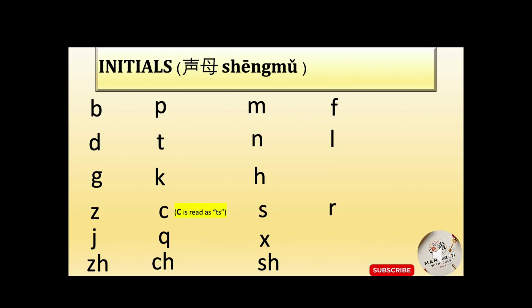So I'm going to read again from the top. Bo, po, mo, fo, de, te, ne, le, ge, ke, he, zi, ci, si, ri, ji, qi, xi, zhi, chi, shi. All right, as you can see, all these are what we know as consonants in the English language, but they're not all similar to the consonants that we use in English, so you need to take note of that.